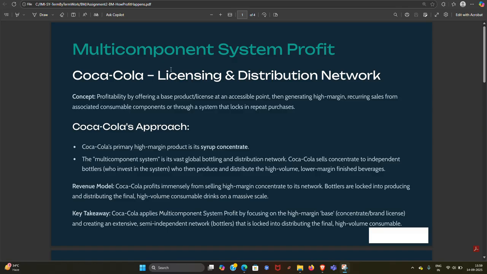So Coca-Cola's approach is that the primary high margin product is the syrup concentrate, and the multi-component system is the vast global bottling and distribution network. Coca-Cola sells concentrate to independent bottlers who will then produce and distribute the high volume and low margin finished beverages, which are the retail packets of Coca-Cola as well as fountain drinks, etc.